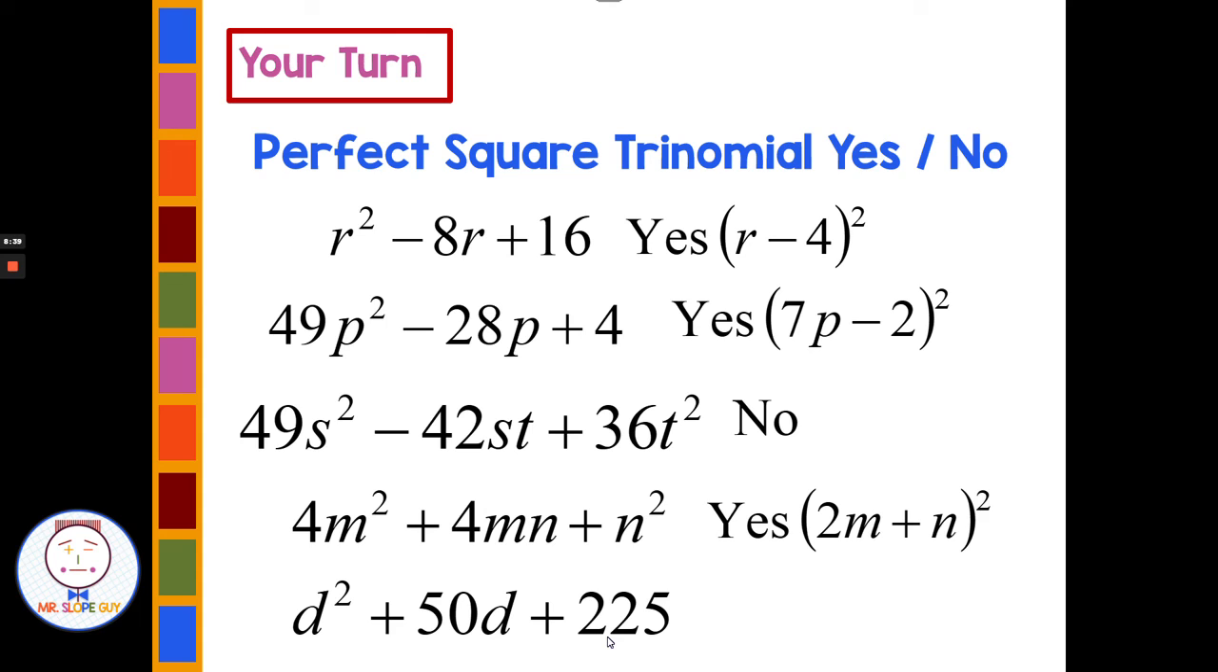Square root of 225 is 15, 15 times 15 is 225. Don't run into that very often. 15 times 1 is 15. Doubled is 30. Well, this is not 30. That is 50. So that middle term does not work. So that is not a perfect square trinomial.